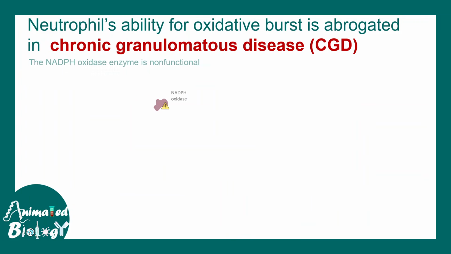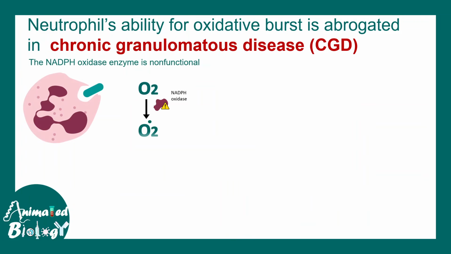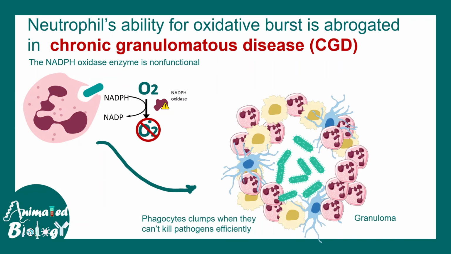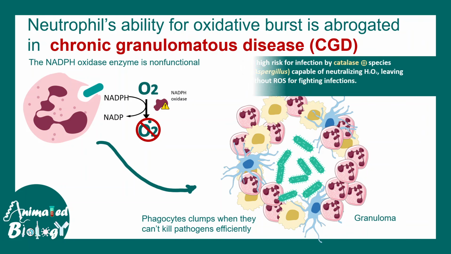In case of CGD, these aspects are abrogated because NADPH oxidase, which is supposed to produce ROS, is inactive. And that is why even if the neutrophil is engulfing the pathogen, it cannot degrade it. That is why they form clumps, which is again a granuloma formation. But in this case, neutrophils are the key cells associated with granuloma formation, along with macrophages, dendritic cells, etc.